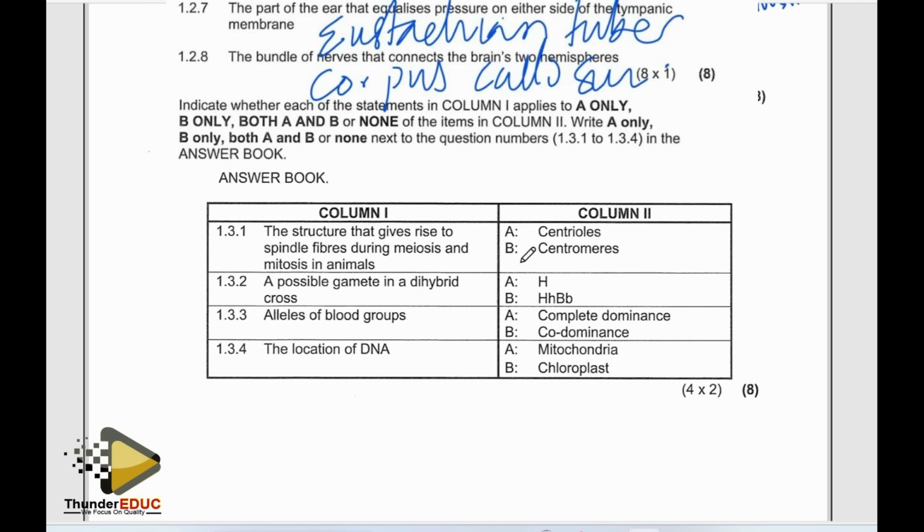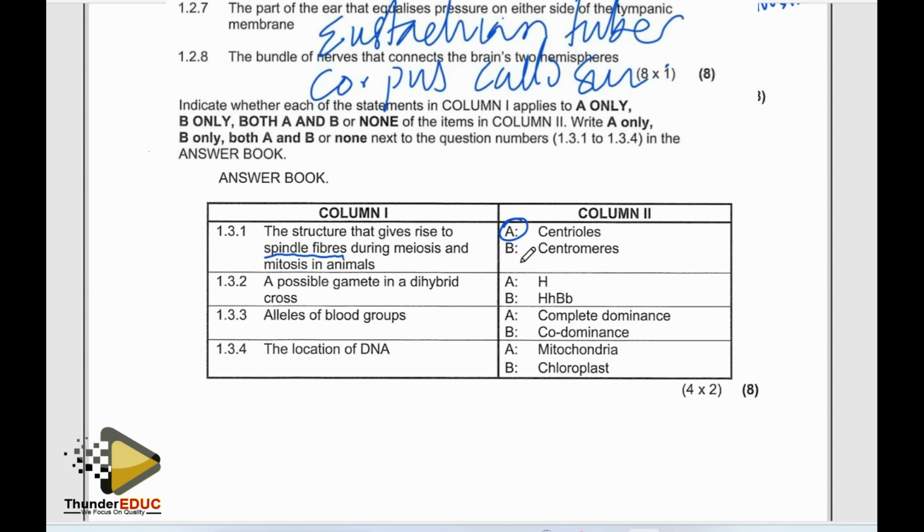The structure in animal cell is the spindles. Sorry, the centrioles. However, the question says the structure that gives rise to spindle fibers, because we don't have spindle fibers. Did I say animal? Okay. During meiosis and mitosis. Oh, it's fine. I didn't talk about the plant cell. So it's animal cell, not plant cell, because plant cells form what you call the plates. So in this case the spindle is the centriole.